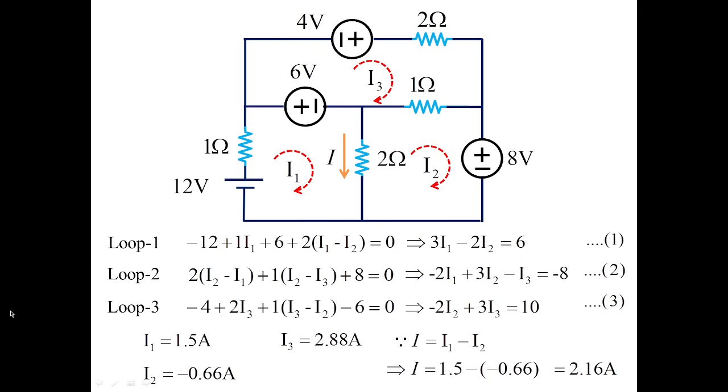So we have seen that whether we apply supernode analysis or the simplified mesh analysis, both give the same branch current of 2.16 amperes. So this is how we solve the problems using supermesh and supernodes, and also with the help of KVL and KCL by mesh analysis and node analysis. So these things you have to keep in your mind. Whenever a current source is shared by two loops, it becomes a supermesh. Whenever a voltage source is shared by two nodes, it becomes a supernode.